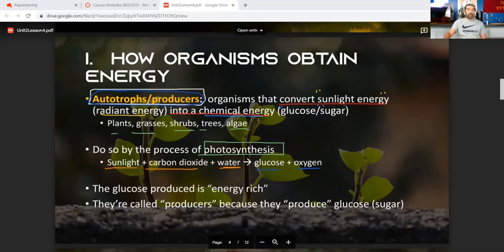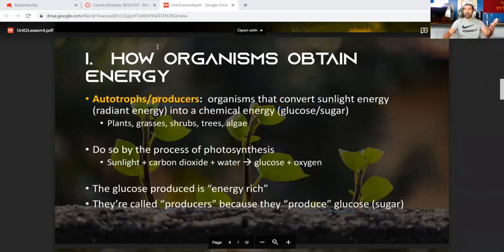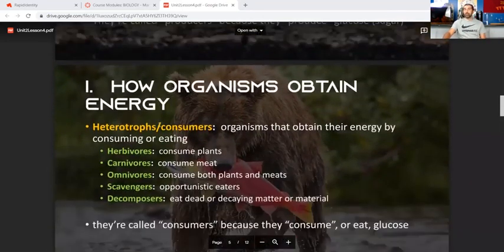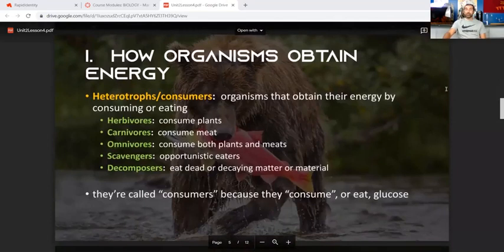So anyway, these plants get their sugar by producing it through the process of photosynthesis. That's why they're called producers. And they do make this energy-rich molecule called glucose. Now, what happens with that glucose? Well, the plants might use some of it, but it also could be consumed by other organisms. The organisms that consume their glucose are called consumers or heterotrophs.